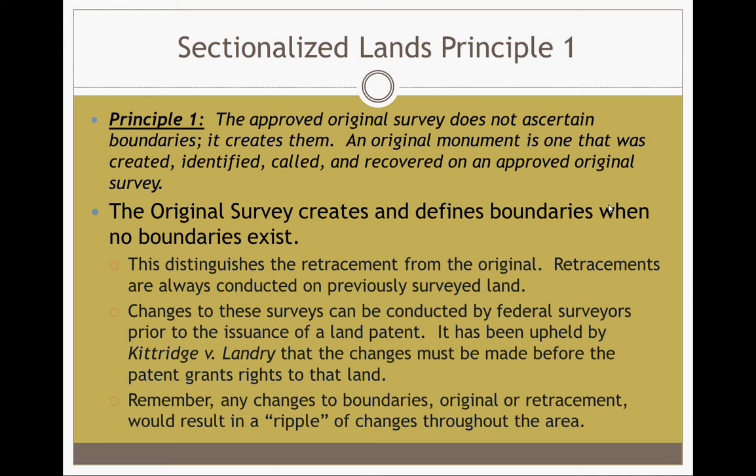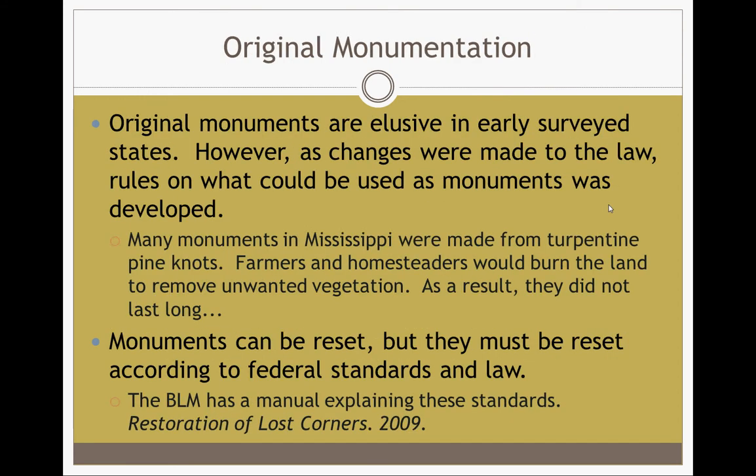Remember that any changes to boundaries, original or retracement, would cause a ripple effect of changes throughout the area. Even though there might be errors in an original survey, if you change one corner of an original survey, you would ripple effect change people's land, and it would cause all kinds of issues. So, the original survey, remember, does not ascertain boundaries, rather, it creates them.